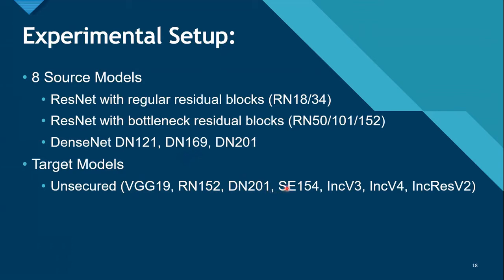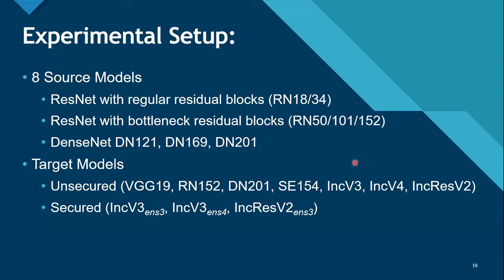They also chose the Squeeze-and-Excitation 154 model, Inception V3, Inception V4, and Inception ResNet V2. The SE154 through the Inception ResNet V2 are state-of-the-art classifiers that are well beyond the scope of this paper, so we won't get into their architecture at all. For the secured side of things, they decided to use adversarially trained ensembles based on an ensemble of 3 Inception V3 networks. The same thing, just with 4, for the Inception V3 ensemble 4. Inception ResNet V2 was also put together with an ensemble of 3 different adversarially trained networks.